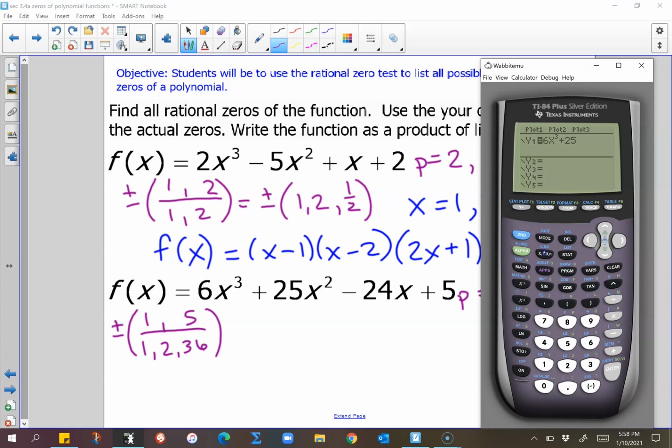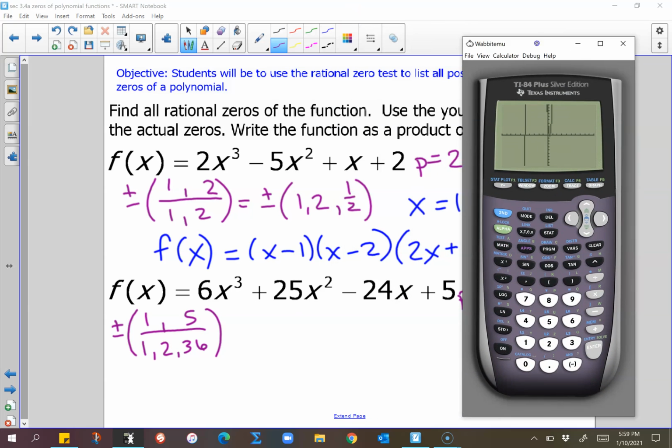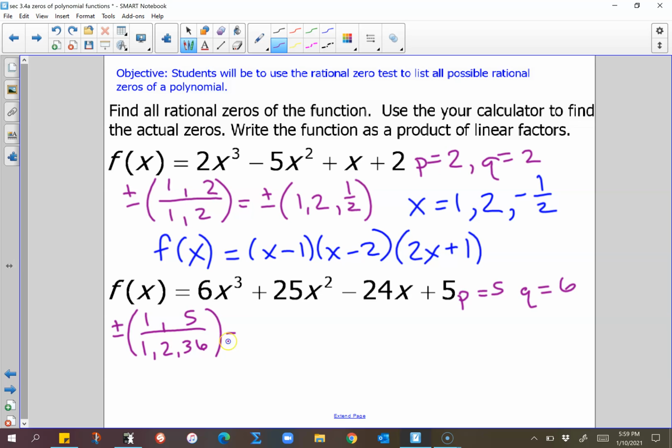They still do, however, ask this test question just because it can be useful as we get to ones that perhaps maybe we can't graph as easily. So here's my graph. And this one's a little bit harder to see. I know that it is going to be one of these possible P over Qs. Let me go ahead and finish this one out.